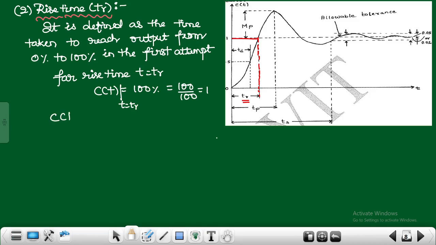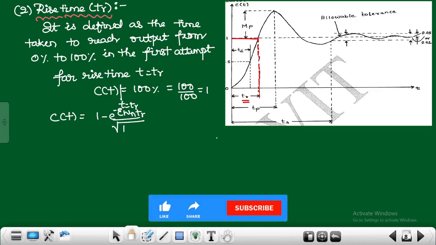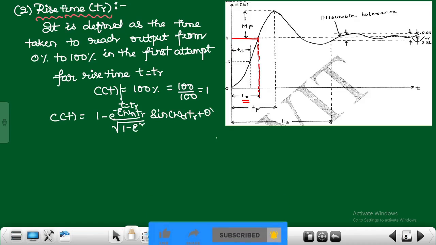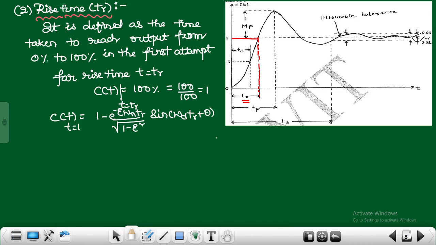So, C of t is equal to, we already got the response, that is 1 minus e to the power of minus zeta omega n t divided by under root of 1 minus zeta square into sine of omega d t r plus theta, that is the response at t equals to T r. Now, you have to equate this response equal to 1. So, minus zeta omega n T r divided by under root of 1 minus zeta square sine of omega d T r plus theta is equal to 1.